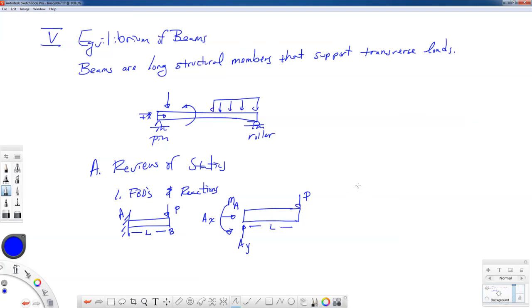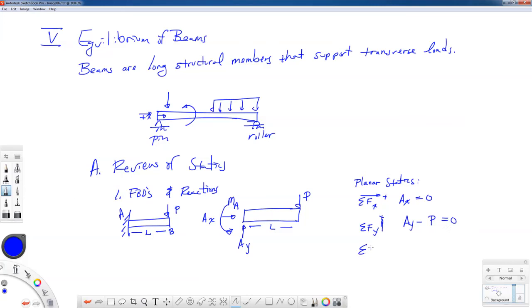And if I notice, I have three useful equations of plane statics, or planar statics. I have the summation of forces in the x direction, which in this case would say AX equal to 0, so I don't have any axial forces applied to this beam. We have the summation of forces in the y direction. We have AY minus P equal to 0. That gives us an equation where we can solve for the reaction in terms of the applied load.